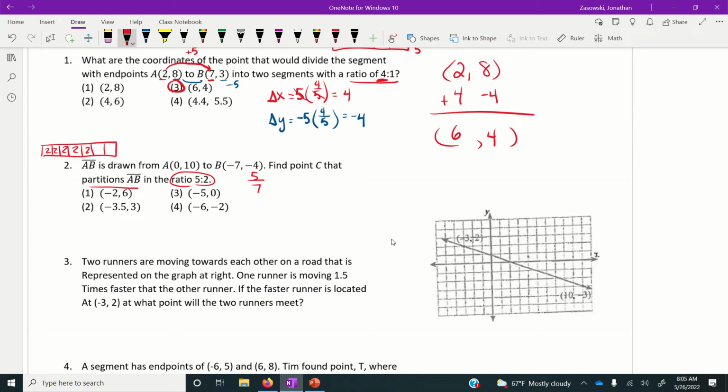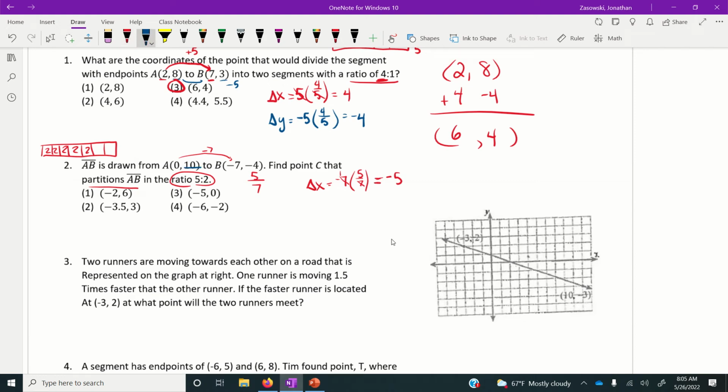All right, so once again, we're going to do our change in x. So how do we get from 0 to -7? We have to subtract 7. Times that by 5 over 7. All right, the 7s will drop out, leaving me with -1 times 5, which is -5. You can also think of it as -35 divided by 7, which is also -5.